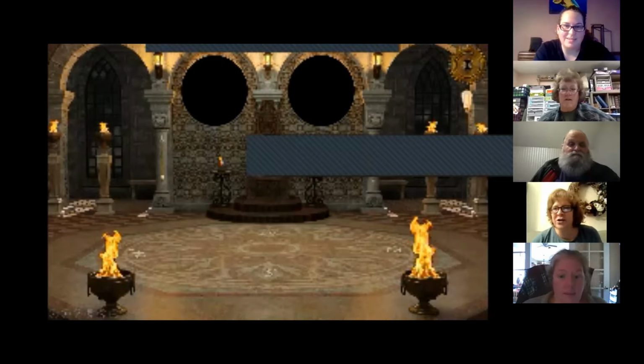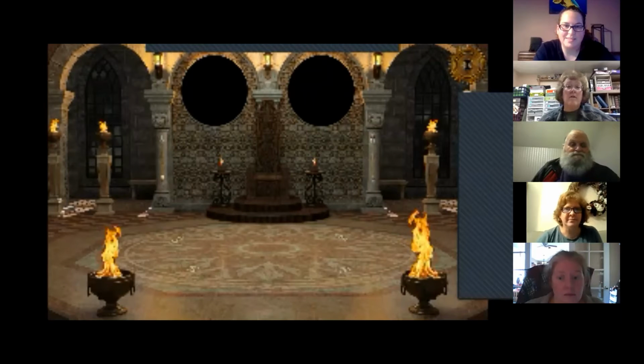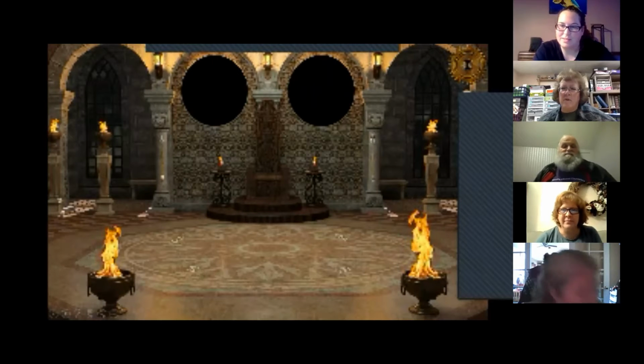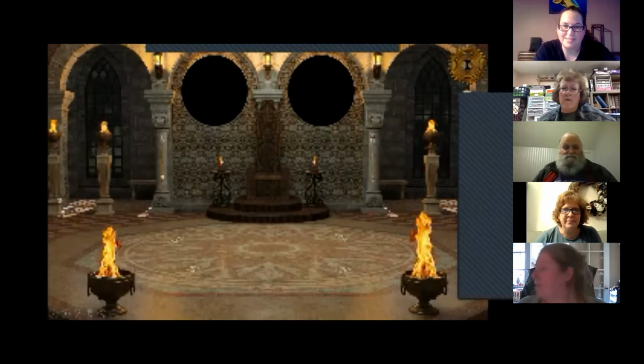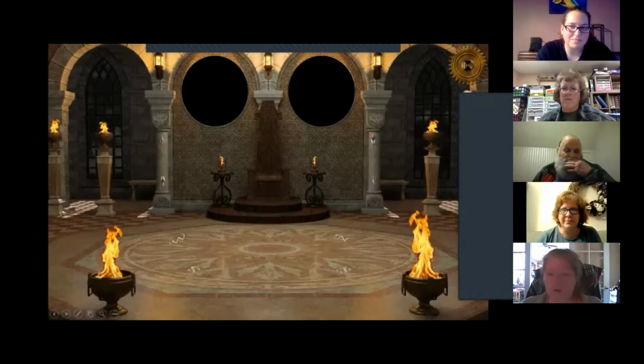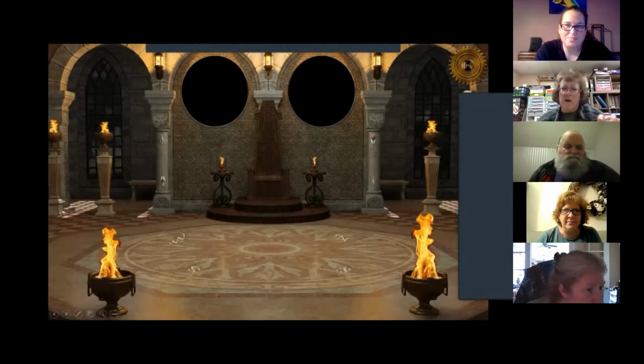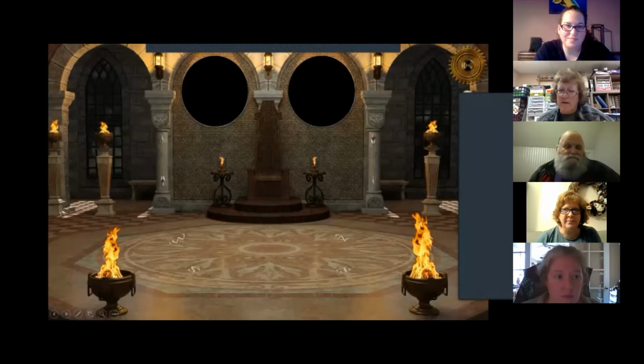Click on the two black circles. Okay. So something happened when we clicked on it. Is that a throne in the middle? It is a throne in the middle. Can we get a closer look at the throne? Doesn't look like it does anything if I click on it. Are both the black circles the same or are they different?